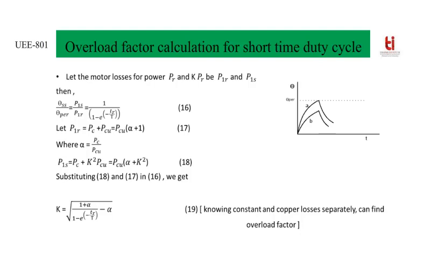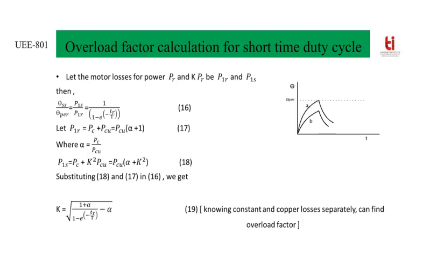Now let's assume P1R is equal to PC plus PCU. P1R is the total loss across the machine for load PR. It is equal to constant loss plus load losses. So you can say variable copper loss. PC plus PCU is equal to PCU into alpha plus 1. Here alpha is a factor and is equal to PC by PCU.